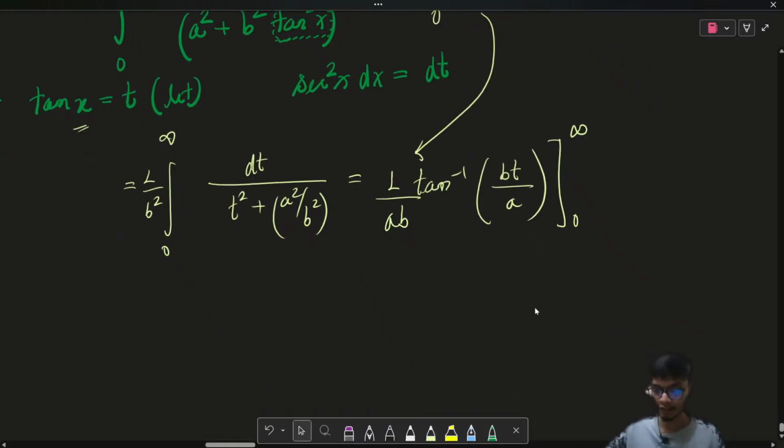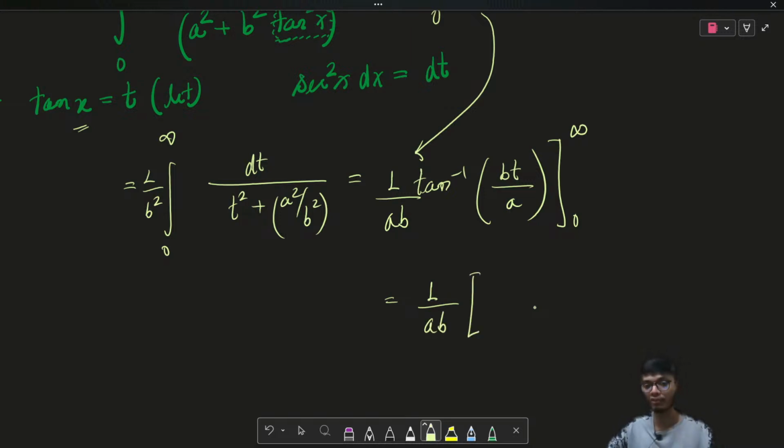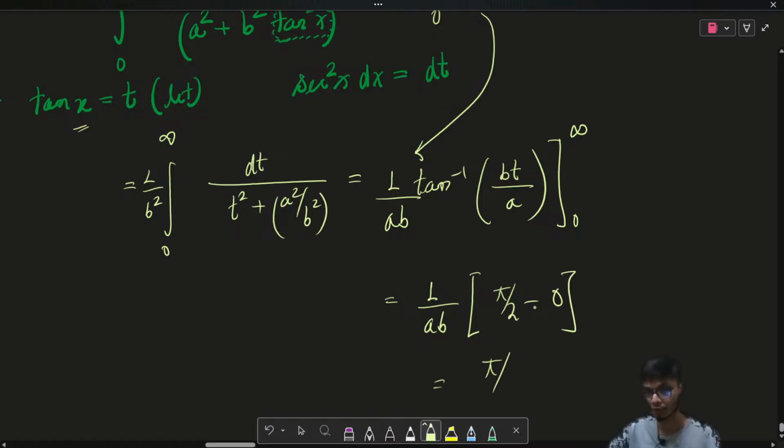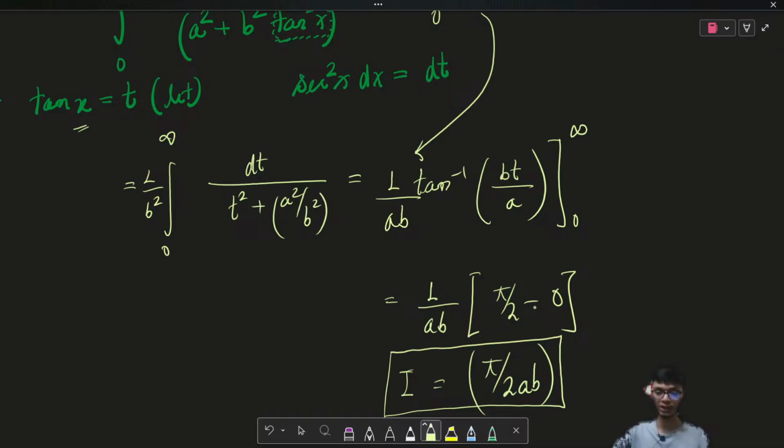So if I put in the limits and solve, the result is going to be equal to 1 upon ab times, now tan inverse of infinity is basically pi by 2 minus 0. So the result is going to be equal to pi upon 2 times ab. Okay, so pi upon 2 times ab is the solution for this definite integral problem. I hope this question is clear to all of you.